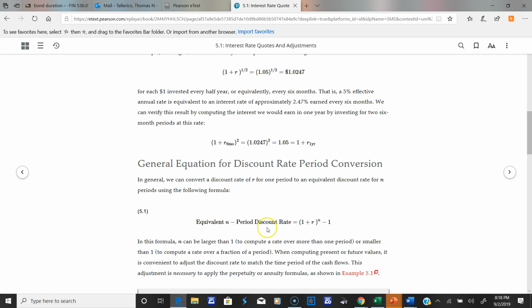So in general, and this is a nice equation to know, this is one of the most important equations. In general, we can convert a discount rate of R for 1 period to an equivalent discount rate for N periods using the following formula. So this is the equivalent N-period discount rate: 1 plus R to the N, minus 1. That will give us, I guess, a 5-year rate.